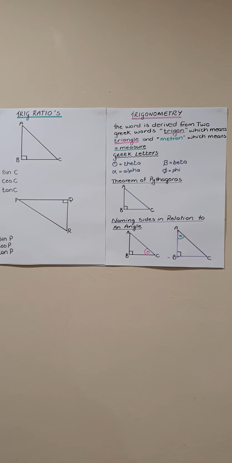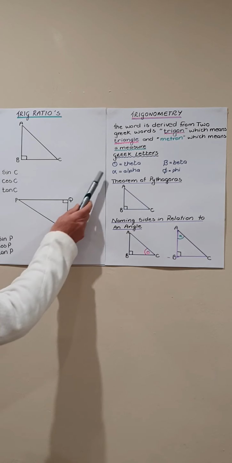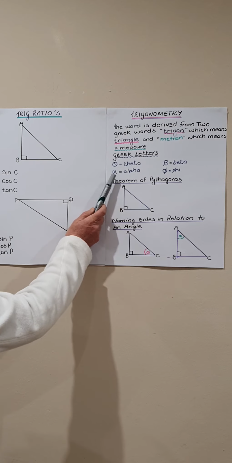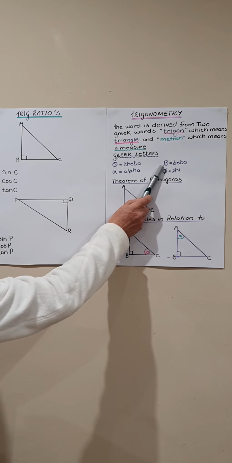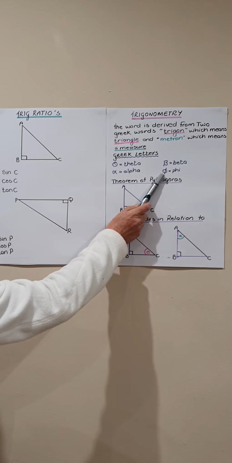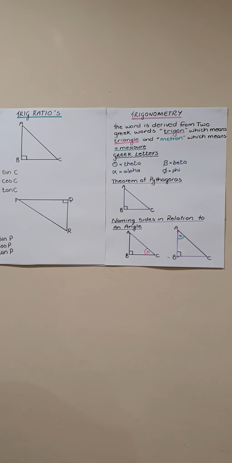Now, once we start to deal with trigonometry, we have to use what we call Greek letters. So the first one is theta, and then this one is alpha and beta, which looks like a B, and phi. Now phi is actually an irrational number, something like pi, something we'll talk about when I see you again.